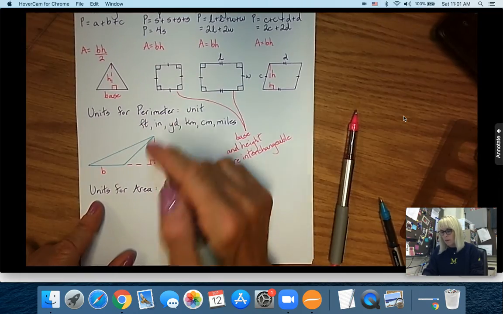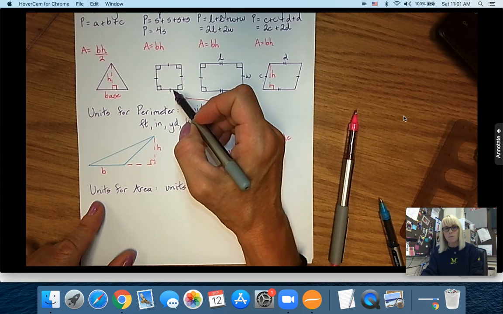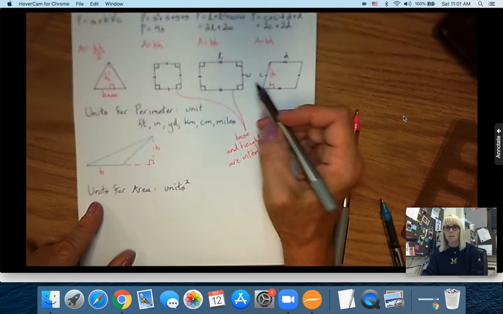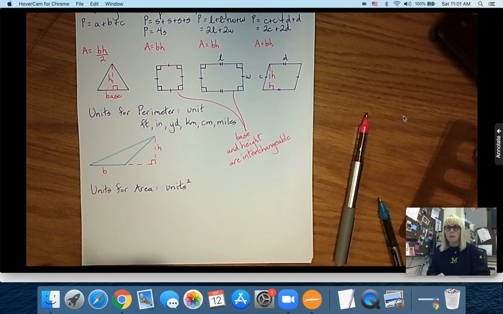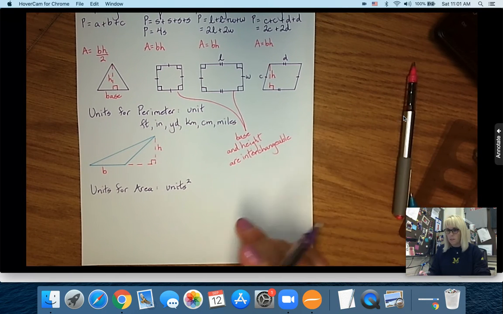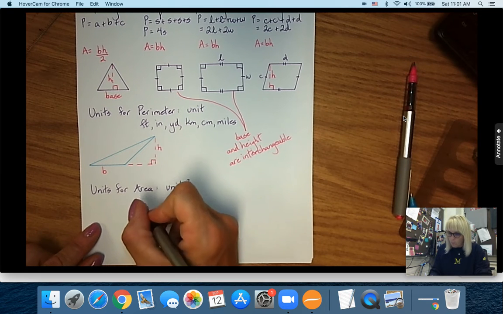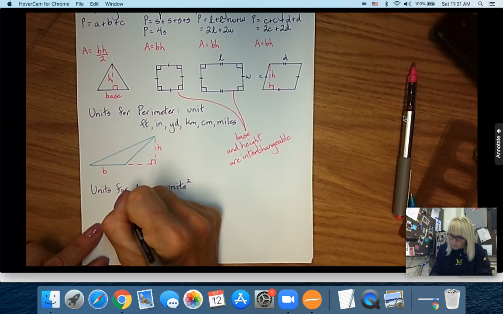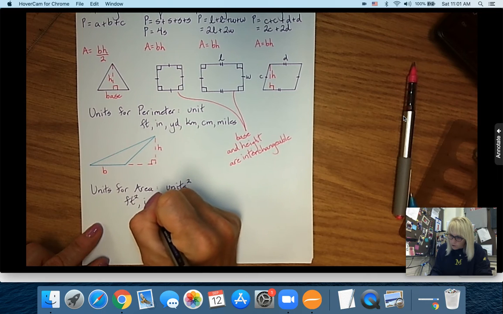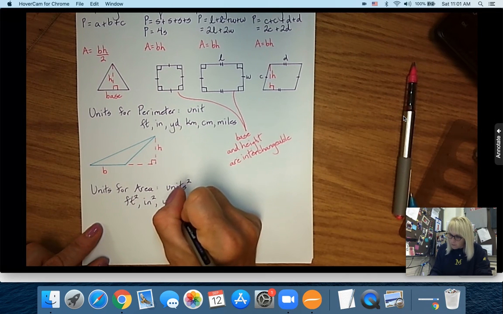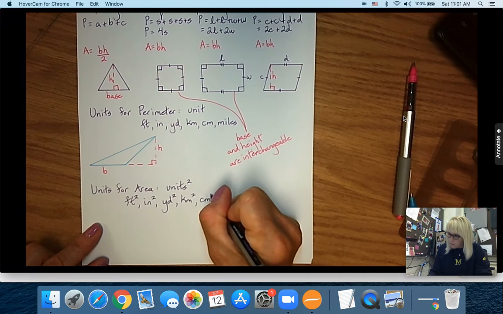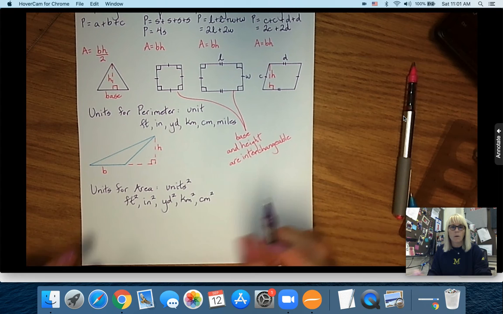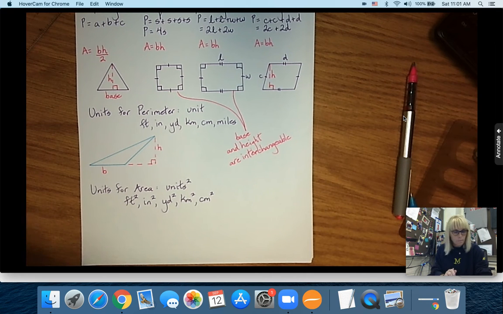But when we're doing area, we'll be doing feet times feet, kilometers times kilometers, miles times miles. So when we multiply feet times feet or yards times yards, we are going to get square units. So feet squared, inches squared, yards squared, kilometers squared, centimeters squared, and so on. Okay? That is what I have on units.